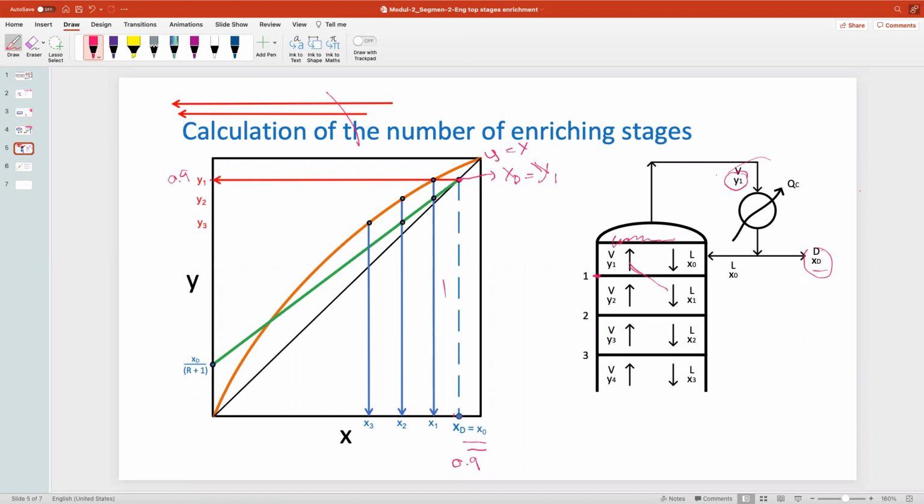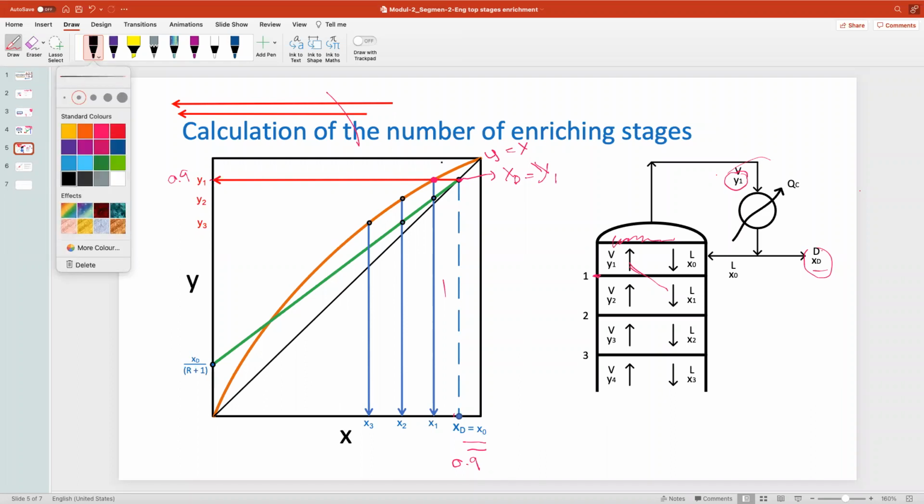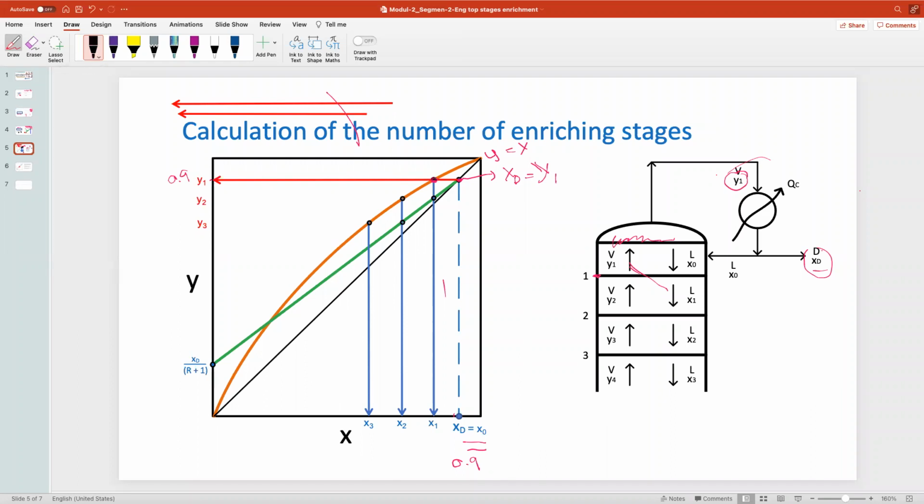So when you trace it back into the graph, your point is going to be this one. Is it the orange one? That is an equilibrium. So this point tells you a pair between X1 and Y1. Okay.